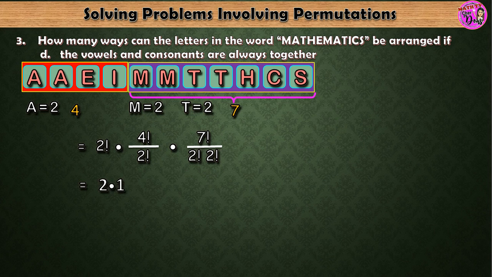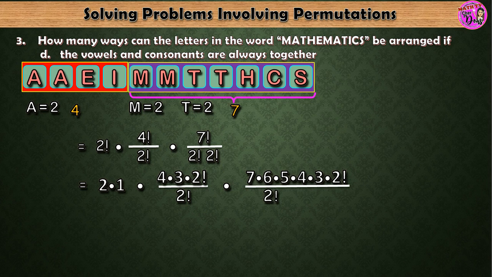Simplifying it, 2 times 1 times 4 times 3 times 2 factorial over 2 factorial times 7 times 6 times 5 times 4 times 3 times 2 factorial over 2 factorial times 2 times 1. Cancel out 2 factorial, then cancel another 2 factorial. 4 and 2 share a common factor of 2. 4 divided by 2 is 2. 2 divided by 2 is 1.